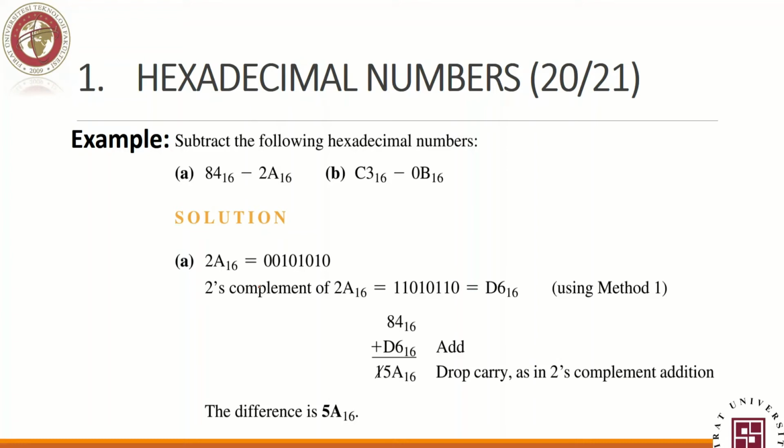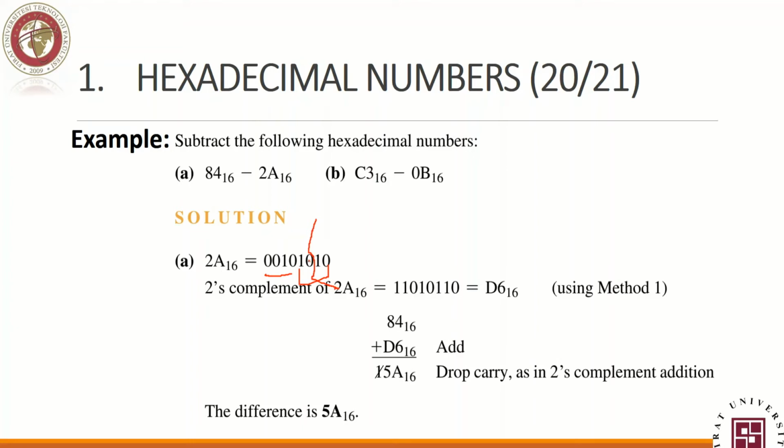Now we have 2A, we can convert it to binary. Take this method, so we can convert it to binary. A is converted to 1010, and then to 0010, okay? For the 2's complement, we said we move from rightmost to leftmost until we catch the first one. So we keep the first one here.